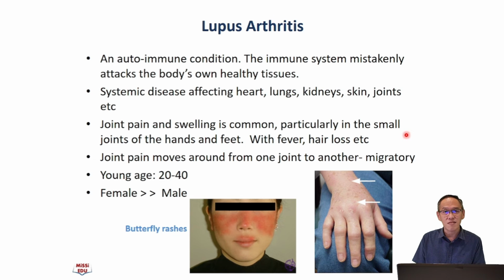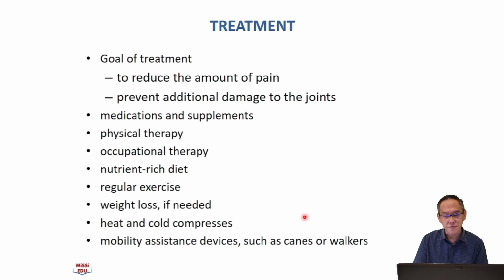And sometimes they present with rashes, and the commonest rash that we find is over the cheek area. We call it butterfly rash, that's illustrated in this diagram. And joint pain moves around from one joint to another, is migratory in nature, and affects those 20 to 40 years of age, and definitely female much more common than male gender. You can see from this diagram rashes over the hand area, and it may be associated with the vasculitis changes over the palms of fingers.